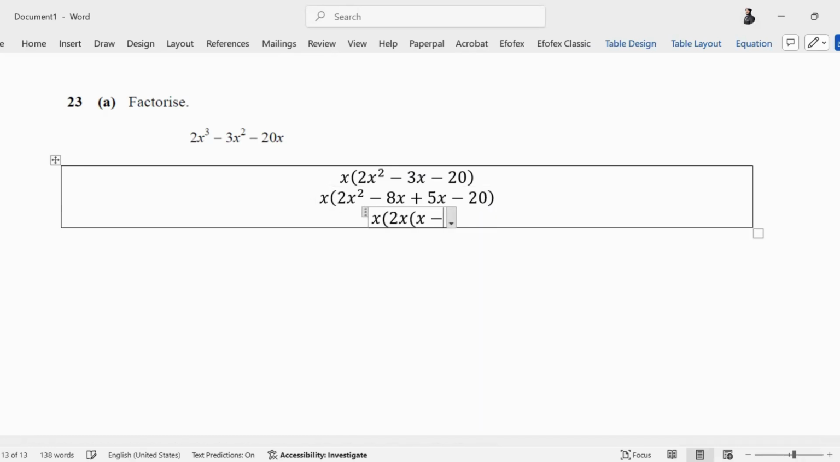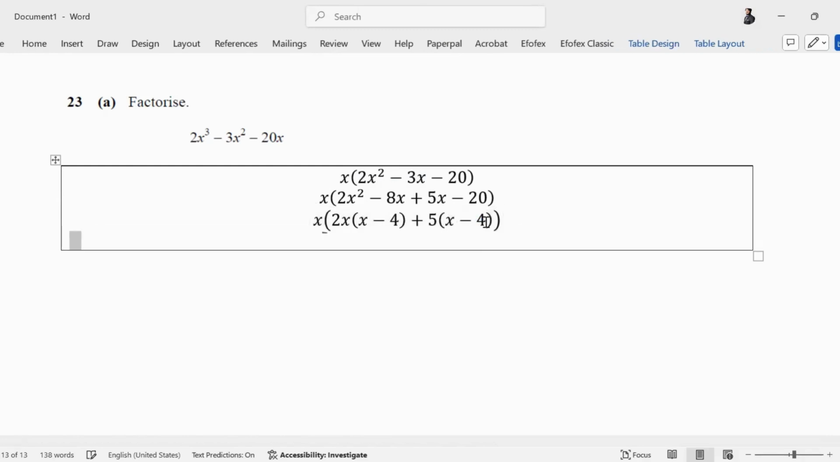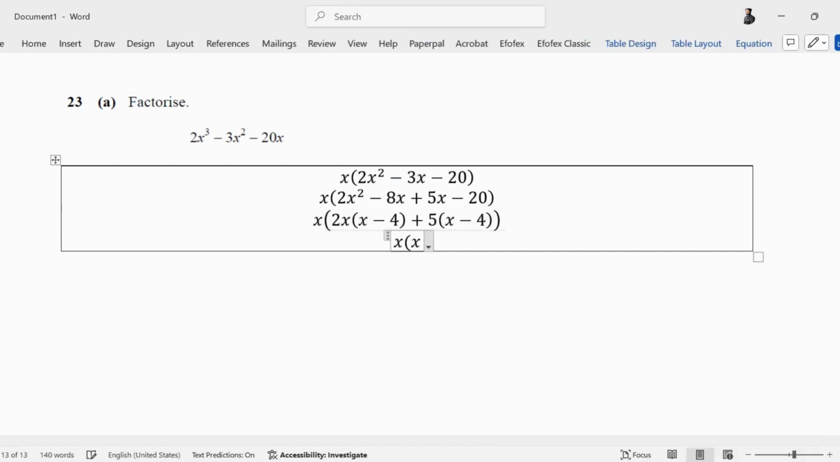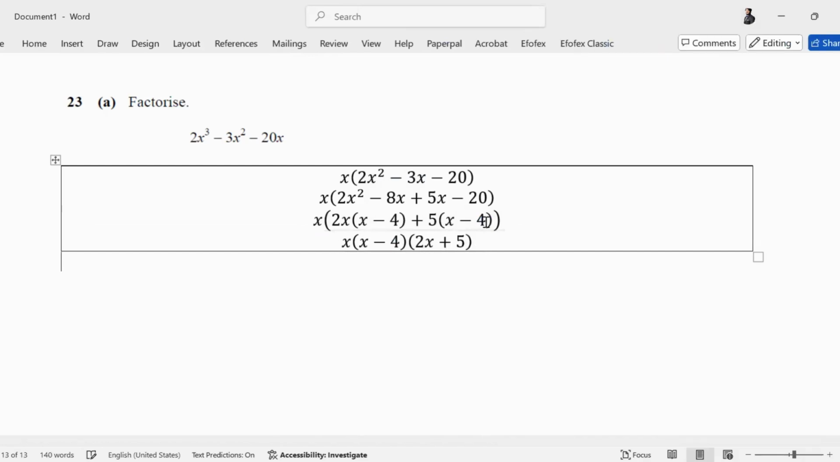2x common, x minus 4, plus 5 common, x minus 4. Close the big bracket as well. X, the other bracket is x minus 4 and the third bracket is 2x plus 5. So this is how I have factorized this cubic expression.